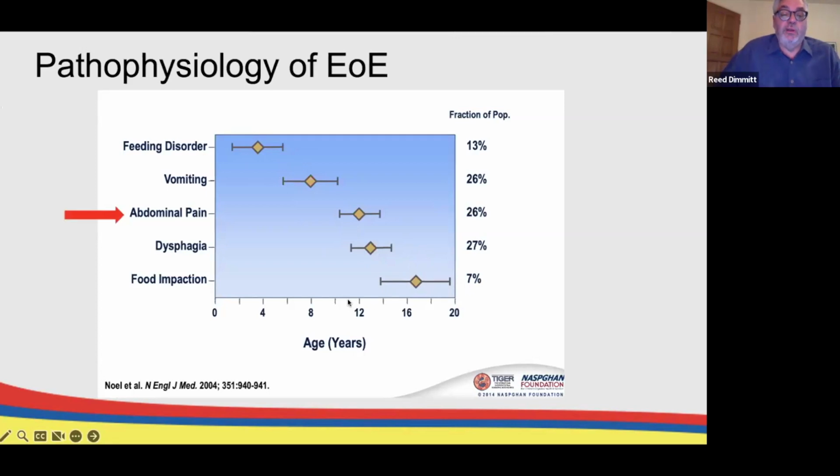But interestingly, 26%, a quarter of the patients that present with eosinophilic esophagitis present with either periumbilical or epigastric abdominal pain. And from a strict structural inflammatory process, this is somewhat of a disconnect, because you have inflammation in the esophagus, you have fibrosis or sclerosis that's causing these symptoms. But the inflammation is not where your pain is in these patients.